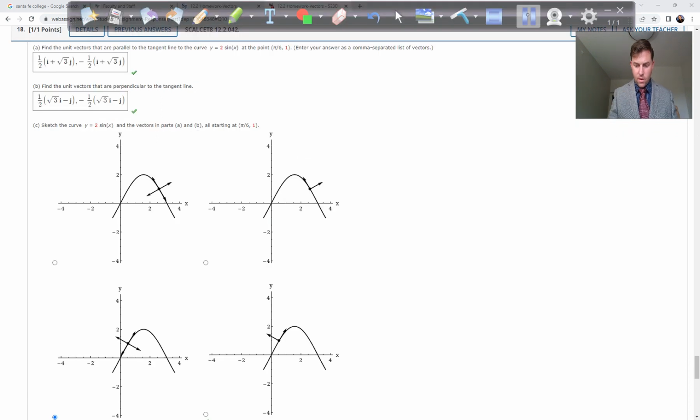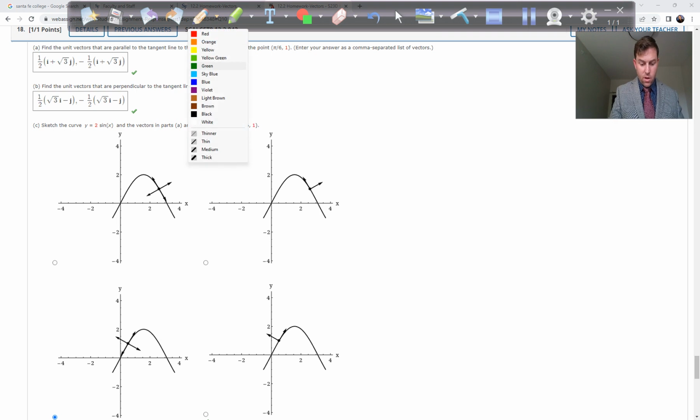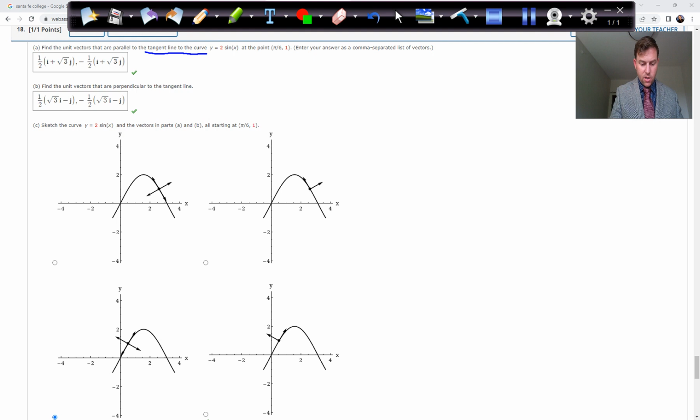Okay, 18, we're starting to get into some real tough problems here. It says find the unit vectors that are parallel to the tangent line to the curve y equals 2 sine x at the point pi over 6 comma 1. So, when you see the words the tangent line to the curve, that is a derivative. So when you see those words, you got to think derivative.